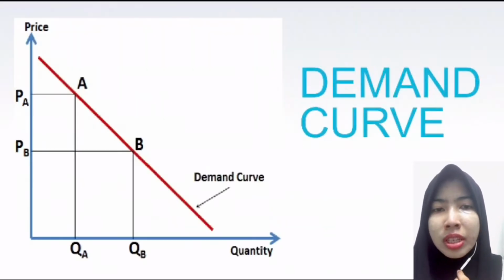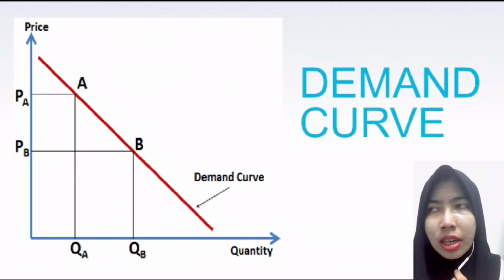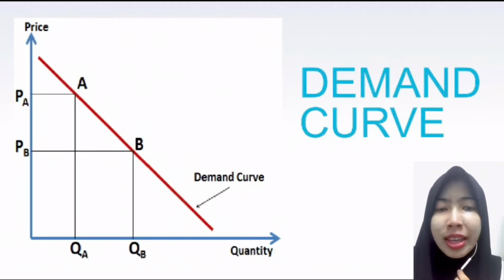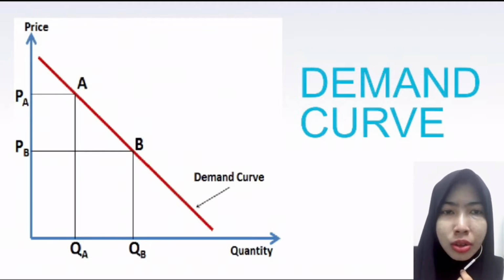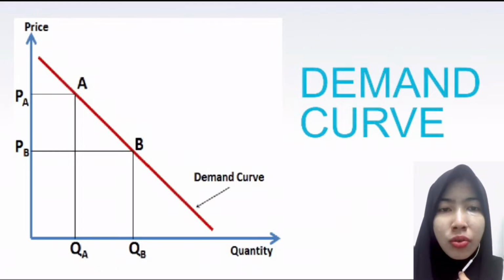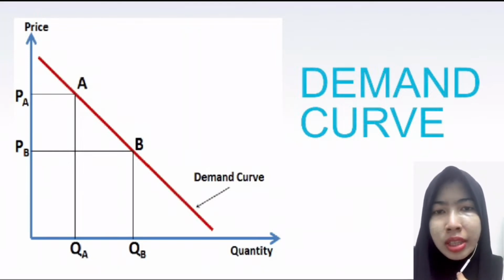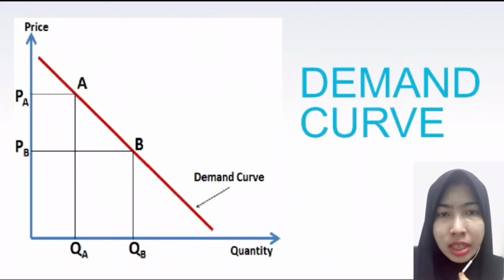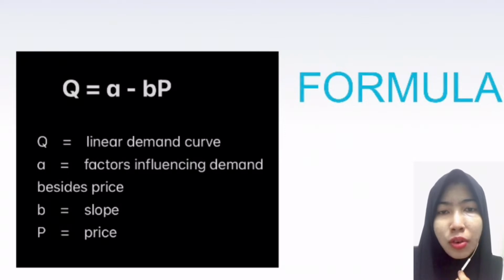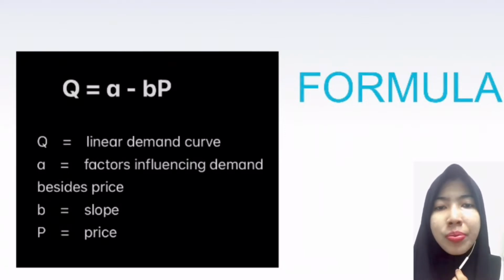The demand curve is used to determine the relationship between price and quantity, and according to the law of demand, the quantity of goods and services demanded by a consumer will tend to decrease if the price of those goods and services increases. And this is the formula for the demand curve.